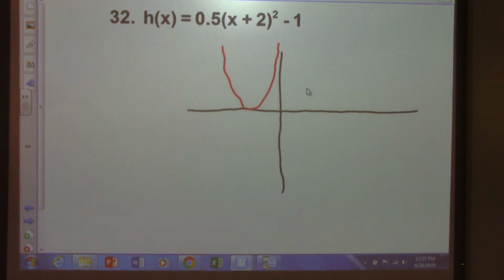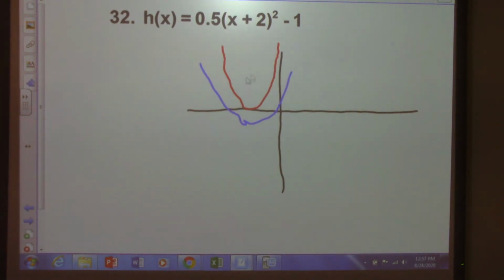And then what else? Vertical squeeze. Gets wider, vertical compression or vertical squeeze, yeah. So compression will look more like this. Okay, and then Kaylee, what do we do next? We take it down 1, right? So it looks something like this.